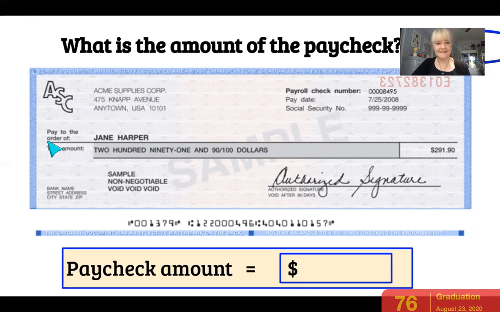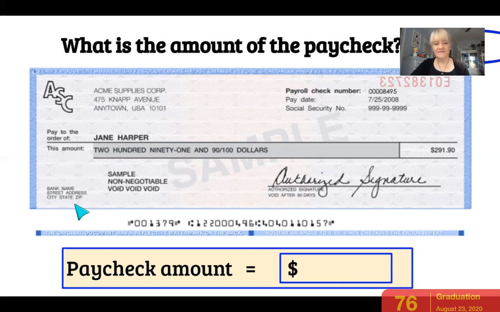All right, over here it says pay to the order of, and then it has the name Jane Harper. Jane Harper is the person who is receiving this paycheck. So pay to the order of means this company is paying Jane Harper. The line below says this amount. So here is where we're going to find out how much the check is for. We're going to come back to that.